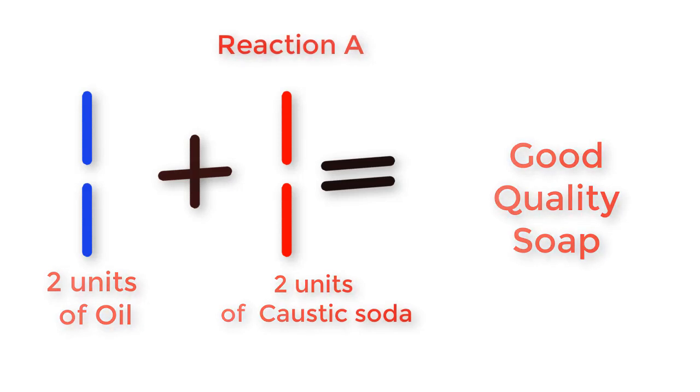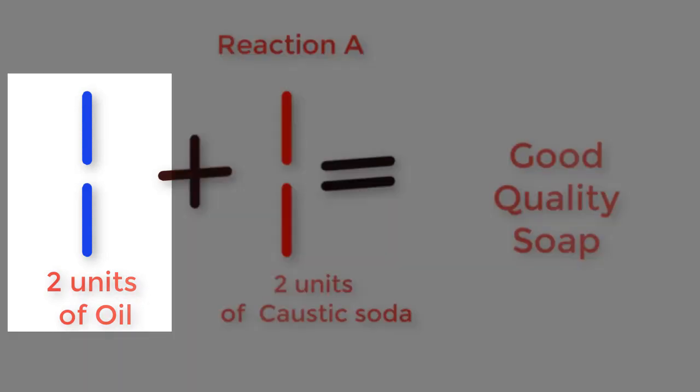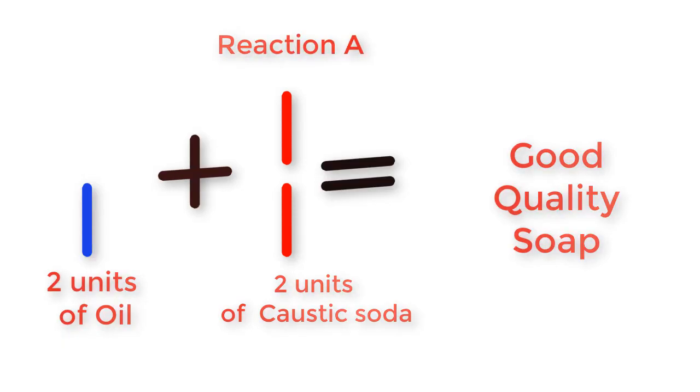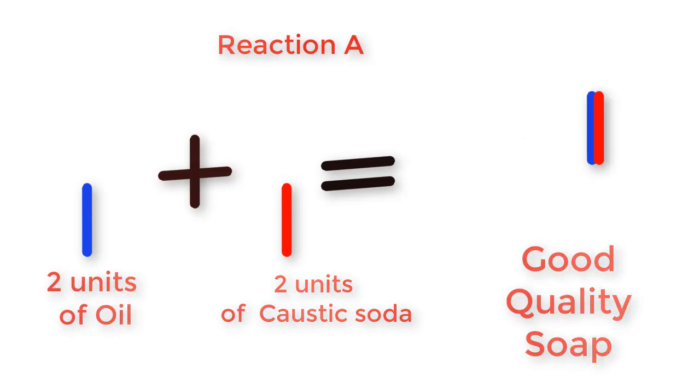How do you identify a good quality soap? Now let's see what makes it good. One unit of oil, the oil is represented by the blue strokes, while the caustic soda is represented by the red strokes. So let's see. One unit of oil combined with one unit of caustic soda, CS, forms one unit of soap. Another unit of oil combined with another unit of caustic soda, CS, forms a unit of soap.